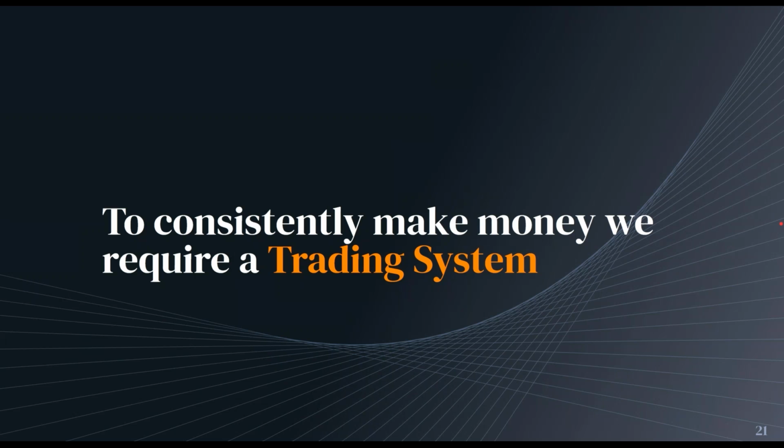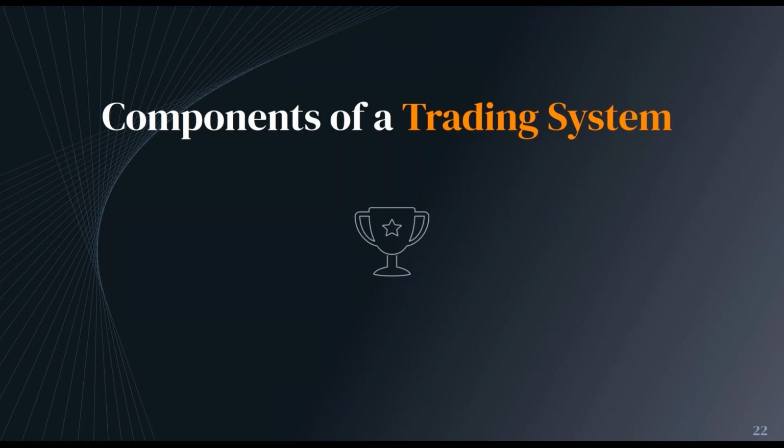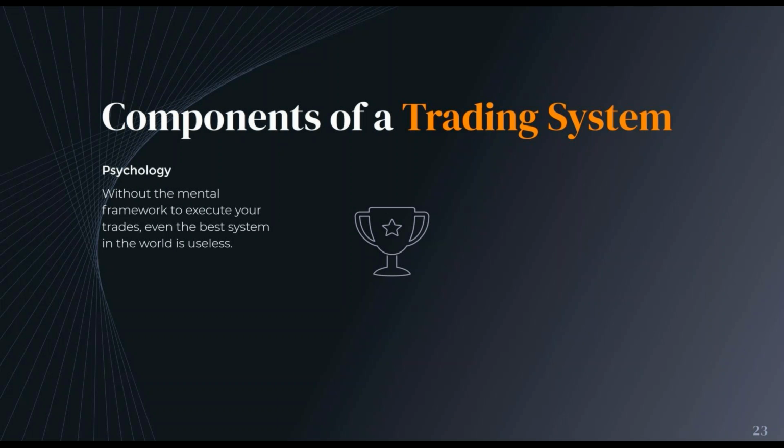To consistently make money in the markets, we require a trading system. So what's a trading system? Well, there are four components to it. First of which being psychology. Without the mental framework to execute your trades, even the best system in the world is useless.